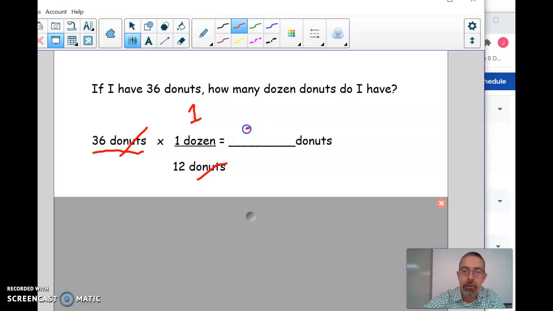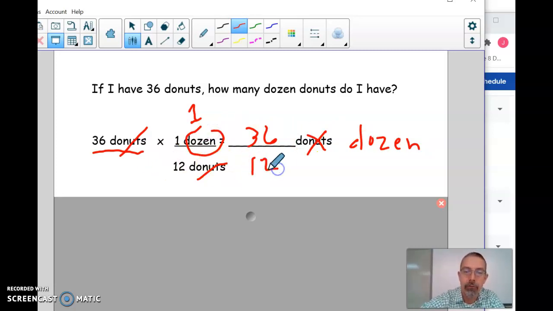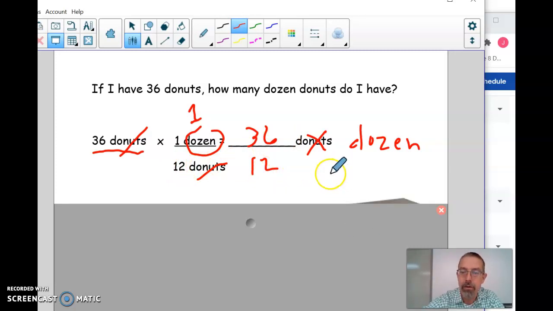So I end up with 36 dozen, because that's what I'm going to, divided by 12. All I did is move this numerator across and move this denominator across. The 36 divided by 12 is now 3 dozen donuts. Now a lot of you could have hot-dogged that and said, well, I know that 36 divided by 12 is 3, but you're going to see that problems get a little bit more complicated.